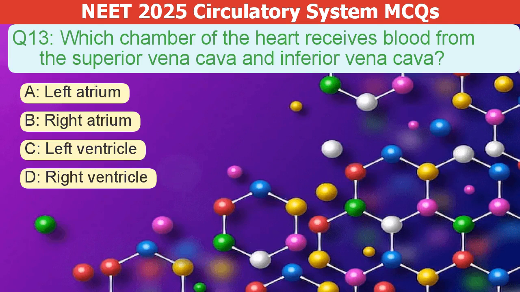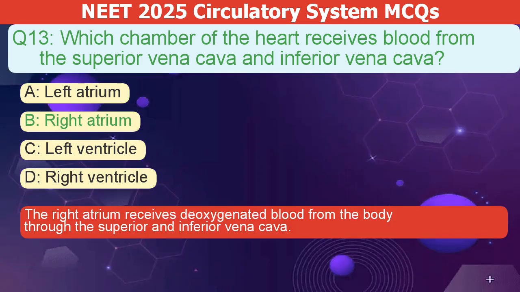Which chamber of the heart receives blood from the superior vena cava and inferior vena cava? A. Left atrium. B. Right atrium. C. Left ventricle. D. Right ventricle. The correct answer is B. The right atrium receives deoxygenated blood from the body through the superior and inferior vena cava.